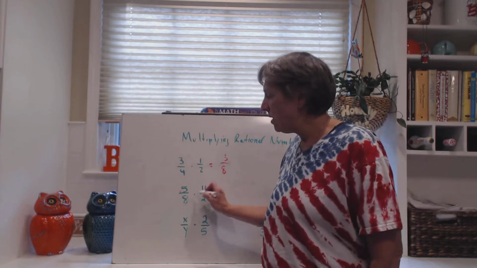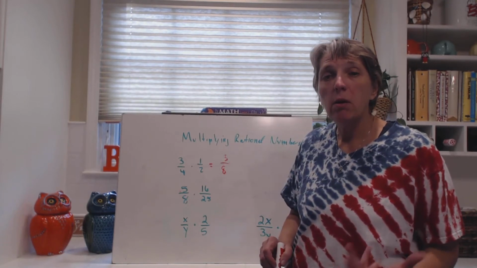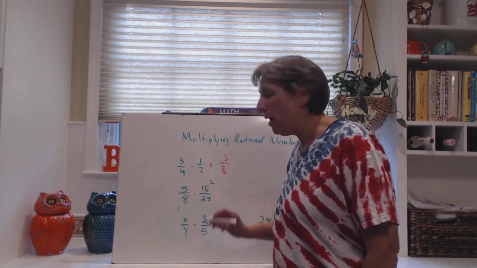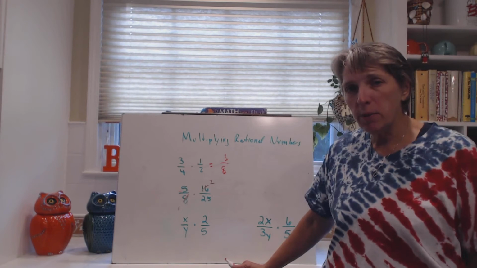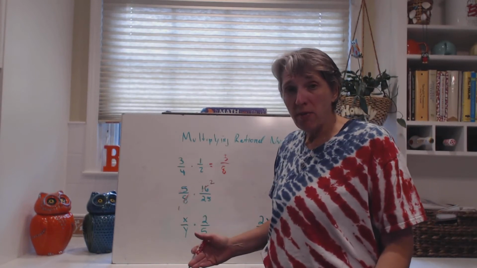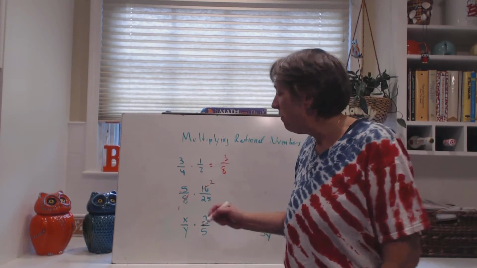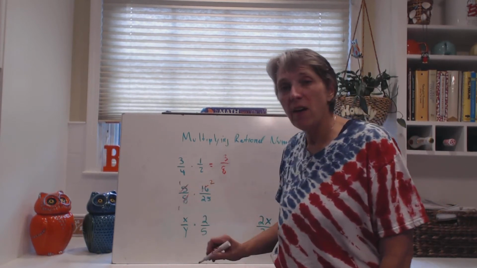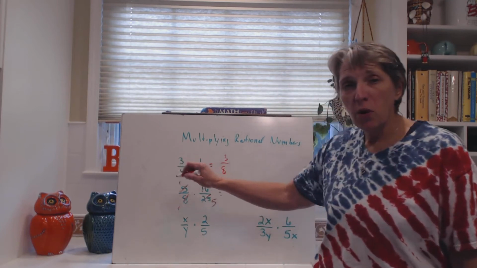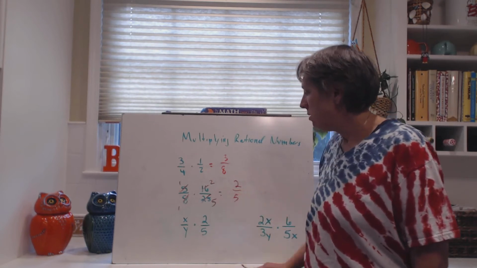So 8 and 16, what's the greatest common factor they have in common? 8. So 8 divided by 8 is 1, and 16 divided by 8 is 2. Does that kind of bring back memory? And then we have 5 and 25. The greatest common factor between 5 and 25 is, yes, 5. So 5 divided by 5 is 1, and 25 divided by 5 is 5. Then we go numerator to numerator. 1 times 2 is 2, and that's 2/5.